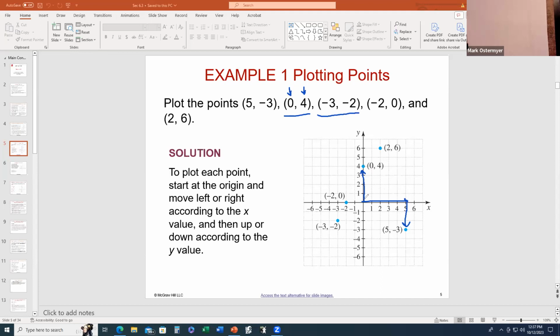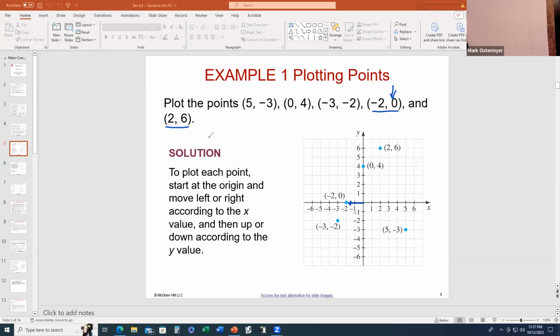(-3, -2), starting at the origin, I move 3 units to the left on the x-axis. And then I move down 2 units parallel to my y-axis. And we locate the point (-3, -2), which lies in the third quadrant. Any questions how we're plotting these points here? (-2, 0), we start at the origin, we move 2 to the left on the x-axis, and we stay on the x-axis since our y-coordinate is 0. (-2, 0) is this point that lies on the x-axis.